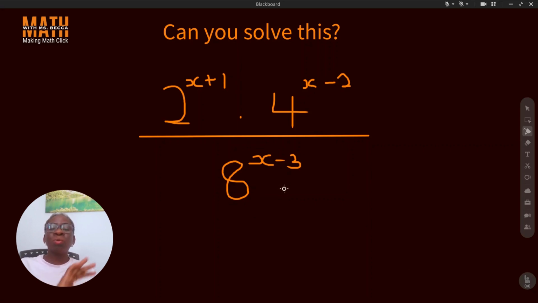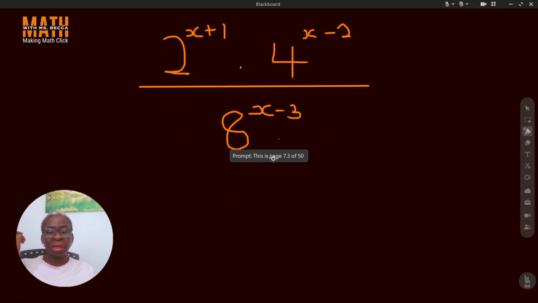To solve this, we have to express all the numbers in the same base. If you look at the base here, we have 2 here, we have 4 here, and we have 8 here. So we have to express all of them in the same base such that we have 2 power x plus 1 here, then dot, which is times.